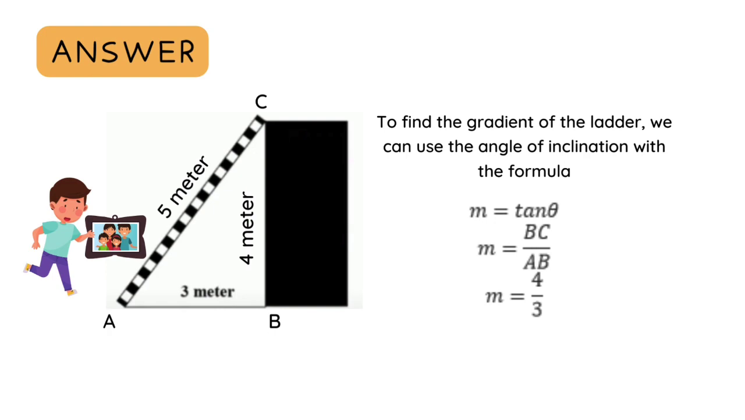Since the illustration is complete, we can now find the gradient of the ladder. To find the gradient of the ladder, we can use the angle of inclination with the formula m equal tan theta, m equal BC over AB, m equal 4 over 3. So the gradient of the ladder is 4 over 3.